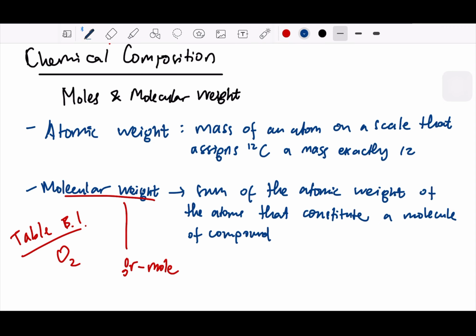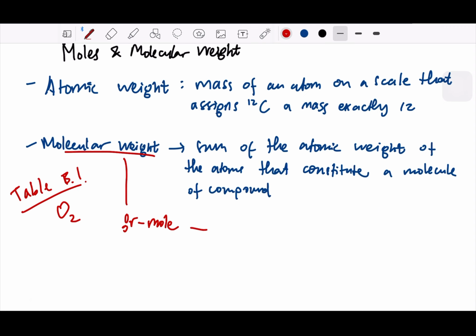And gram mole, if you convert using Avogadro's number, so 1 gram mole will be 6.02 × 10^23 molecules. This is the Avogadro number.